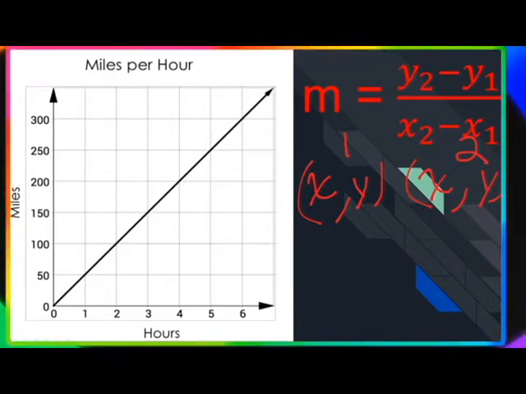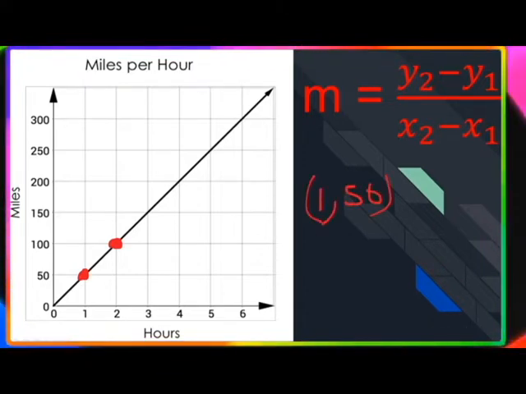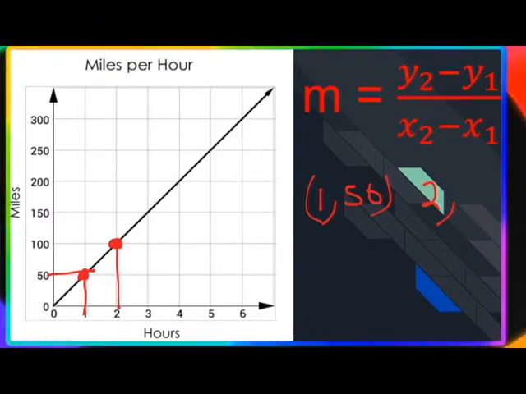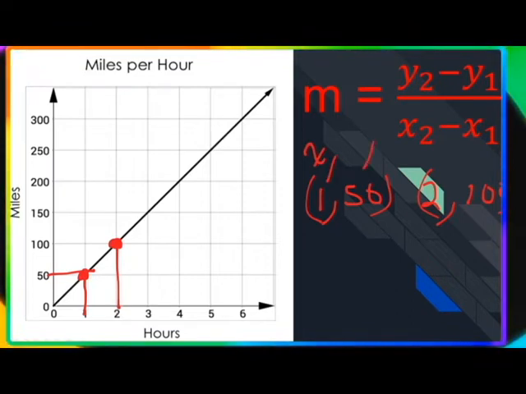Now pause it if you need to. All we have to do is find 2 points here and here. I didn't use 0 because that would have been too easy. So we have 1 comma 50, because x is 1 and y is 50, and then you have 2, which is your x, and 100, which is your y. So this is x1, y1, and I'm labeling this one x2, y2. Remember, this was the first one, and this is the second one.